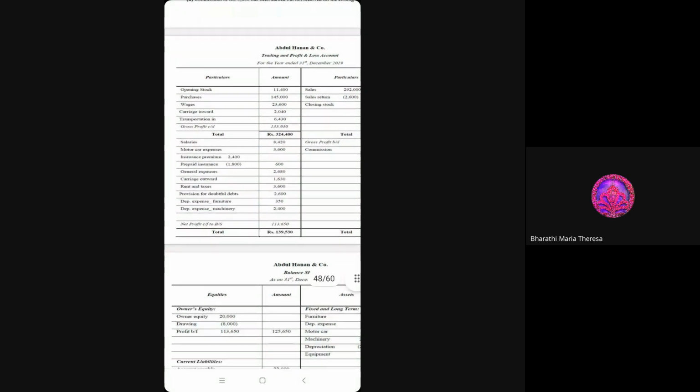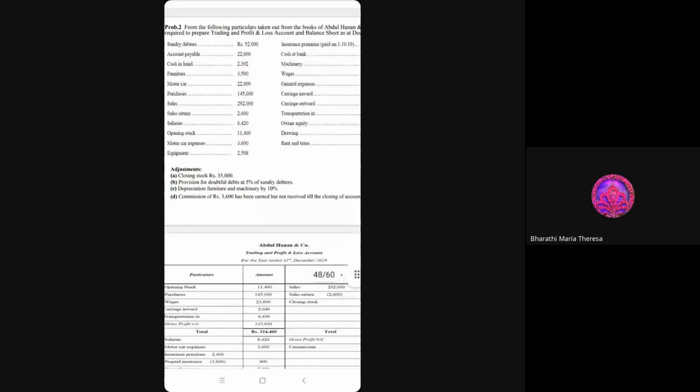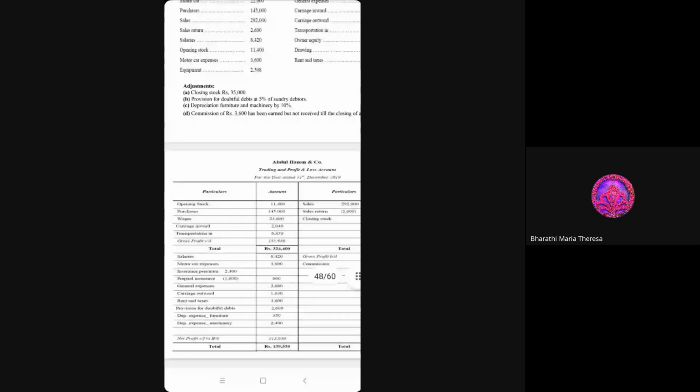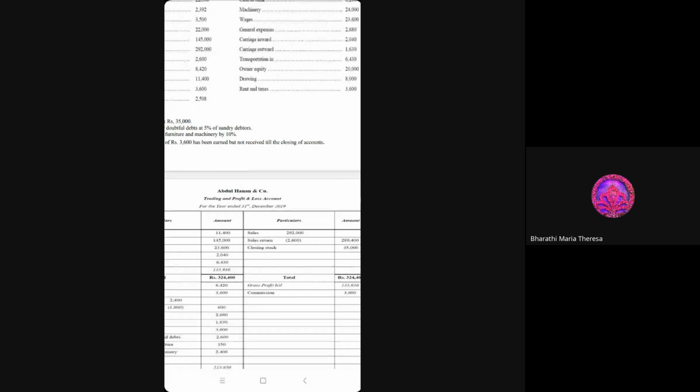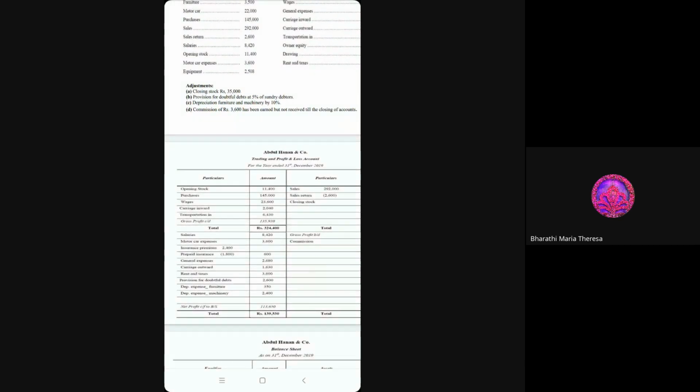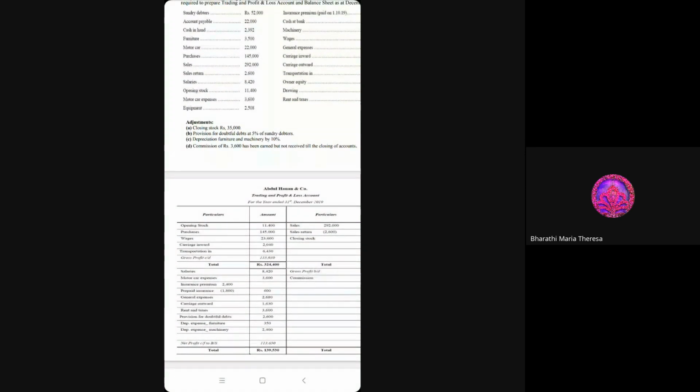Now, let us see the next one. Salaries, 8,420 is given. Now, transportation in you have written. Credit side, sales less sales returns written. Closing stock, you have to write it, and find out gross profit. That gross profit, you have to write in the trading account debit side, right? Next, write all the expenditures in the profit and loss account. That is salaries, car expenditure, insurance premium, then prepaid insurance.